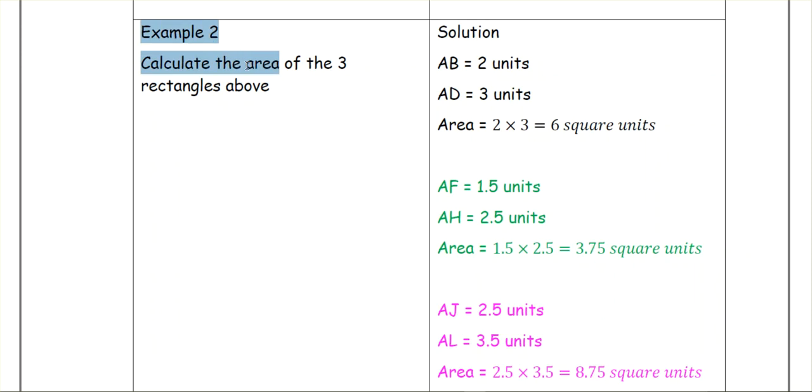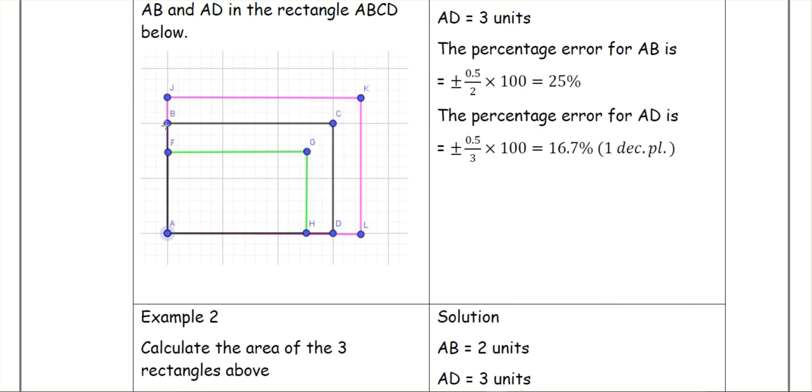The purpose of example 2 is to show you that when we have squares, so when we have area or if we have volume, the errors get magnified. So the area of the black rectangle is 2 times 3 units, which is 6 square units. The smallest area would be this green one. The largest area would be this pink one.